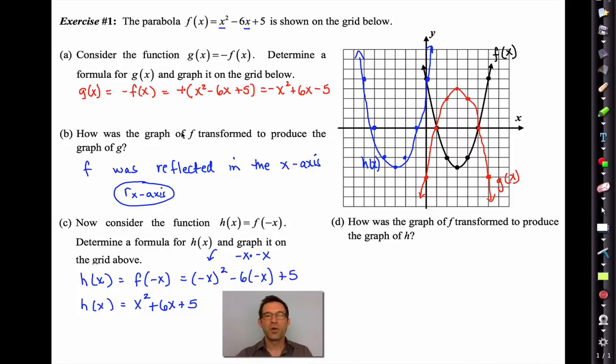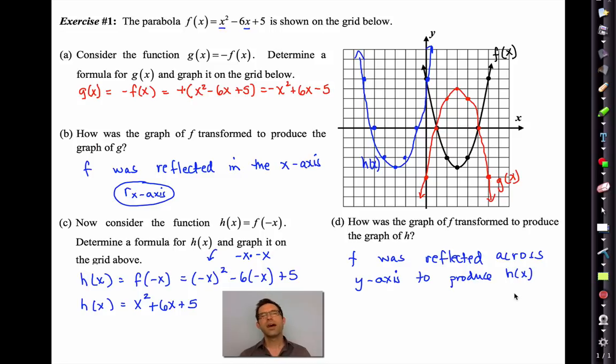All right. Well, as poorly as it was drawn, f was reflected across the y-axis to produce h of x. Now, neither one of these really should have been a surprise, and I want you to think about why that is.